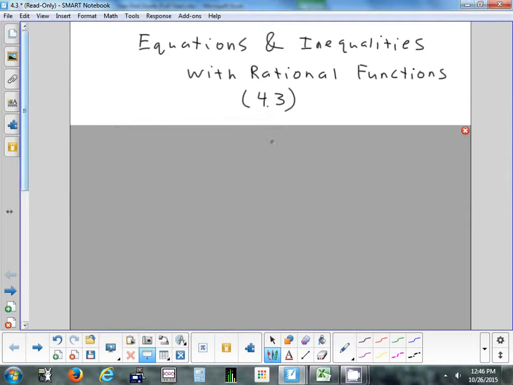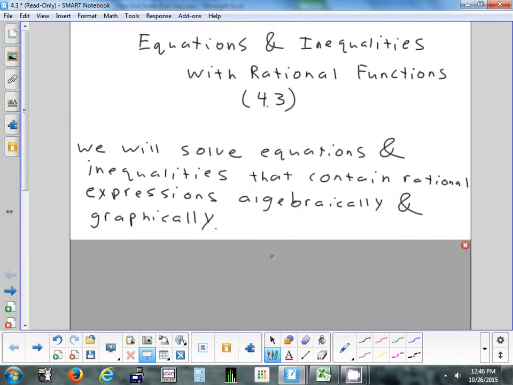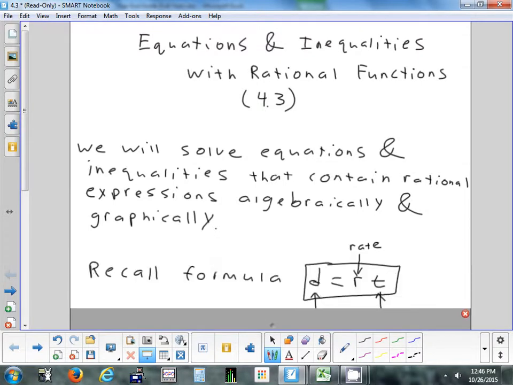Great, so this week we're going to start off with section 4.3, which is on a little bit more with rational functions. We're going to also look at inequalities, not just equations. We'll also do a little bit with asymptotes and end behavior, same kind of stuff we did last week. We're going to look at trying to solve things algebraically and graphically. So if you have your calculator, we'll use that in a little bit.